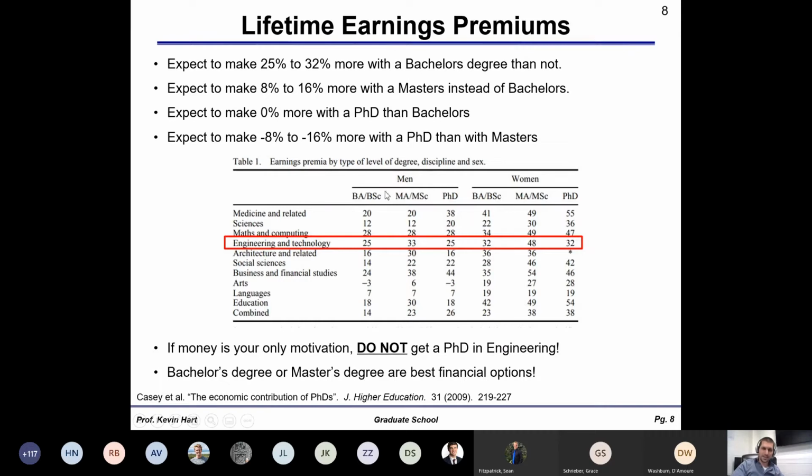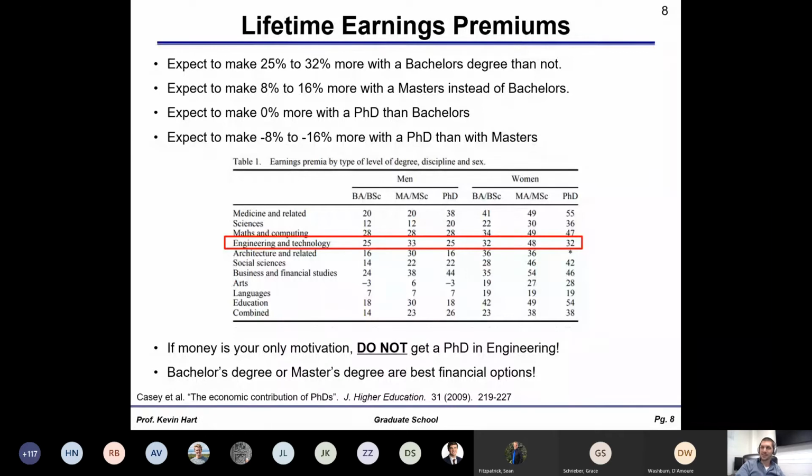So if you're a man and you get a bachelor's degree in engineering, you can expect to make about 25% over the course of your life more than you would make if you didn't get that degree. Got it? Got it. If you get a master's degree and you're a man, you should expect to make about 33% more money over the course of your life than you would have if you didn't get any degree at all. The interesting bit is that the amount of money you expect to make over the course of your life by getting a PhD is about 25% over what you would have made without a PhD. And that's exactly the same as what you would expect to make with your bachelor's degree.